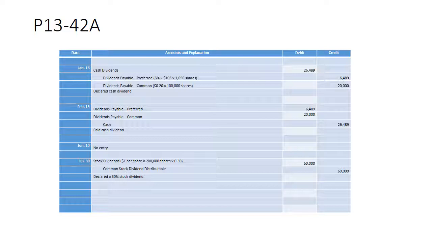The journal entry to record a stock dividend is you debit a stock dividend account that will be closed to retained earnings, just like cash dividends are closed to retained earnings. We credit an equity account. So this account appears in stockholders' equity called common stock dividend distributable. And it sits there until the payment date or distribution date of the stock dividend.